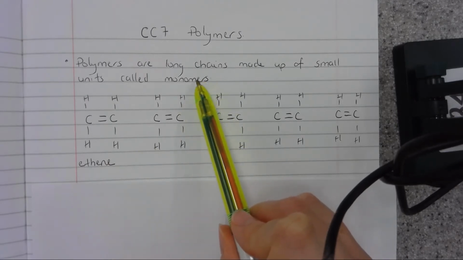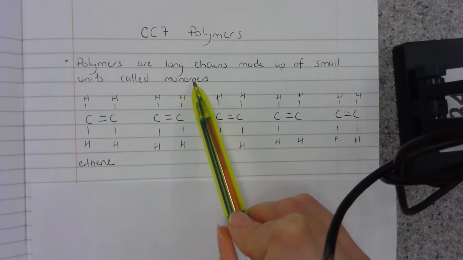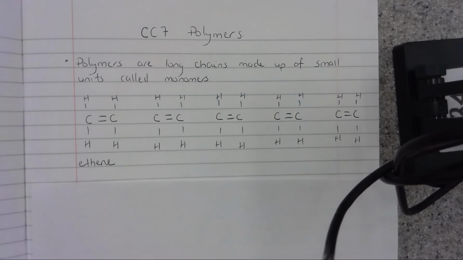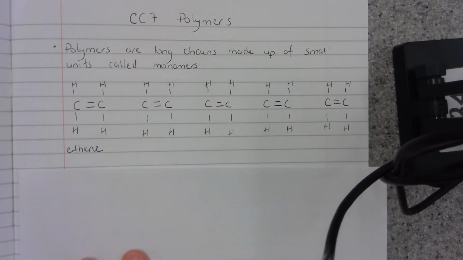If I take lots of ethene molecules and join them all up together, I can form a chain called a polymer. So I have just drawn out 5 ethene molecules for the sake of time, but I could draw many, many more. And if I join all of these ethene monomers together, I will form what is called a polymer.